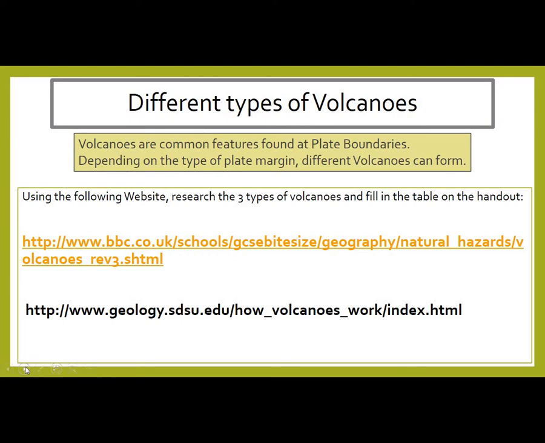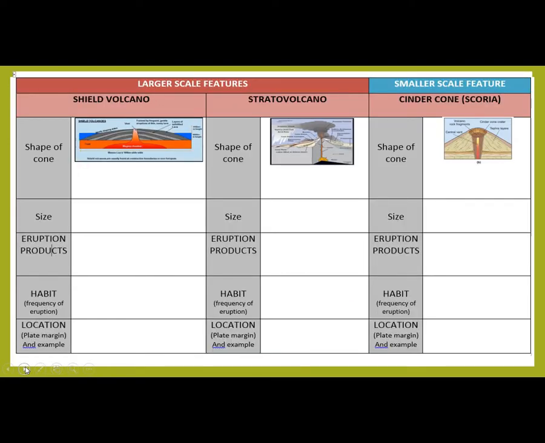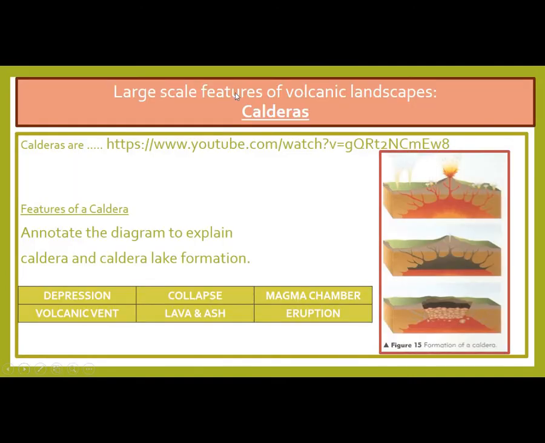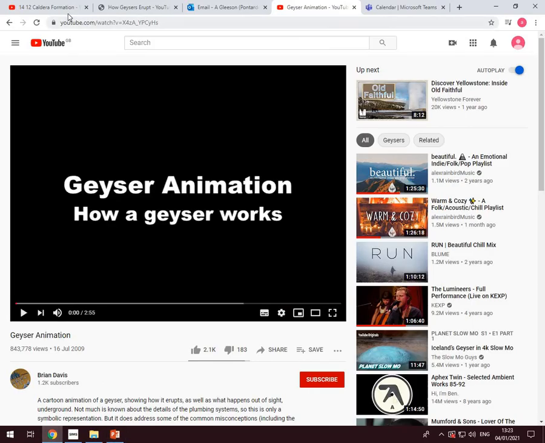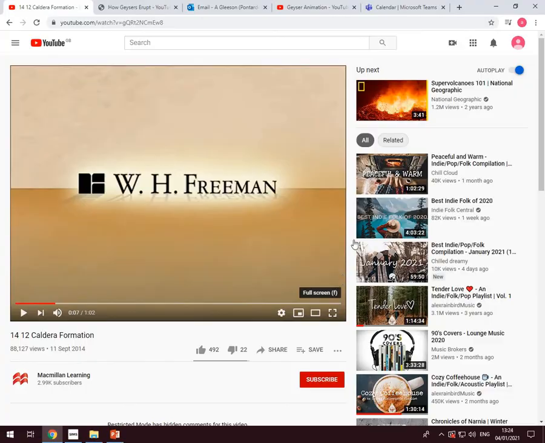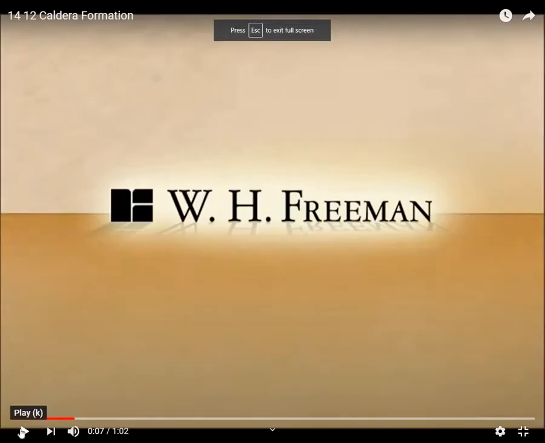Okay, so obviously in volcanic landscapes you're going to get volcanoes. You're also going to get other features. We're going to stick with large scale for now, and we're going to look at calderas first. Now, a caldera, very simply put, is a massive hole in the ground created in the aftermath of a volcanic eruption. So if I exit the show a second and go onto the internet here, this explains a little bit about how calderas are formed.